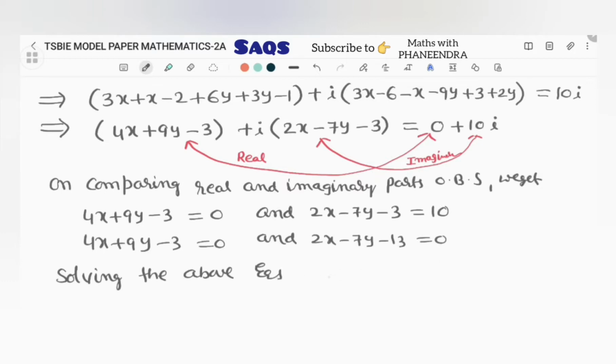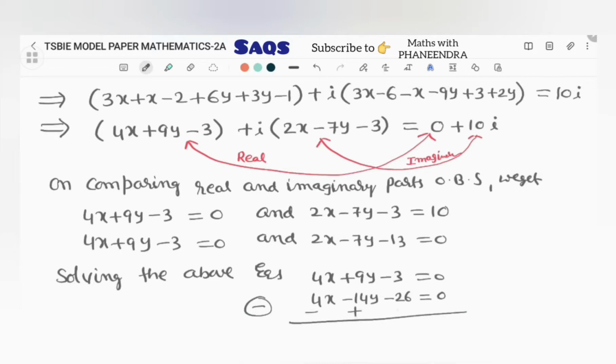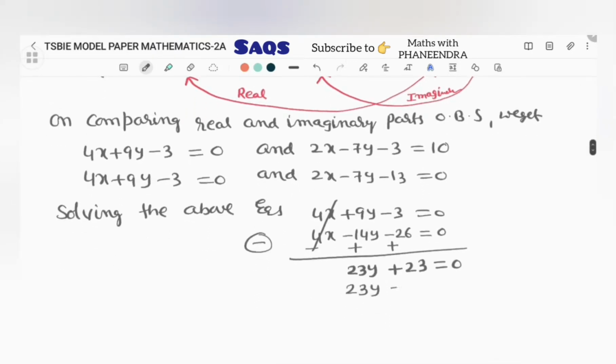Multiplying the second equation by 2. So 4x plus 9y minus 3 equal to 0, and 2x minus 7y minus 13 equal to 0. Multiplying by 2 to get the same coefficients, 4x minus 14y minus 26 is equal to 0. By subtracting, the signs change, minus plus plus. These two will be cancelled. 9y plus 14y is 23y, plus 26 minus 3 is plus 23 equal to 0. So 23y is equal to minus 23. That implies that y is equal to minus 1.